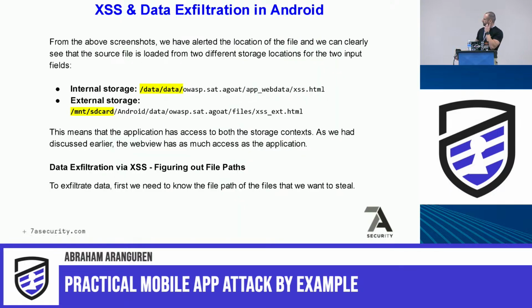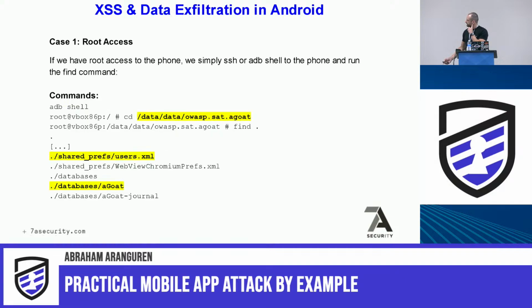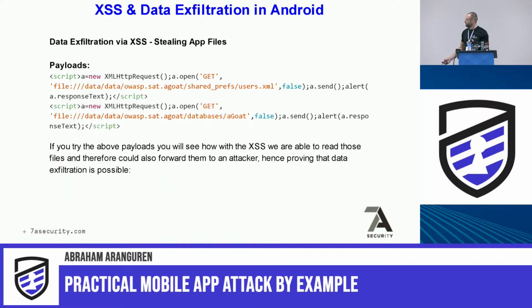So in this case, we have internal storage and external storage, right? So this is in the modified version of the app to illustrate this. And yeah, there are two scenarios, right? So if you do adb shell, this gives you a shell in the mobile device, and then you cd here, and then you can see the user's XML, and this is the SQLite file that we populated earlier.